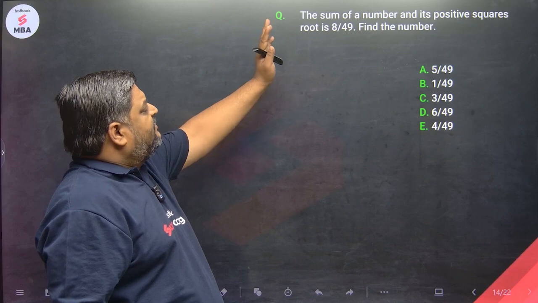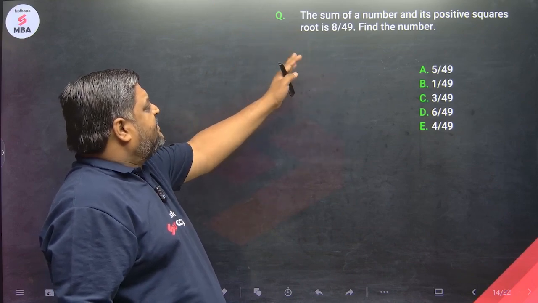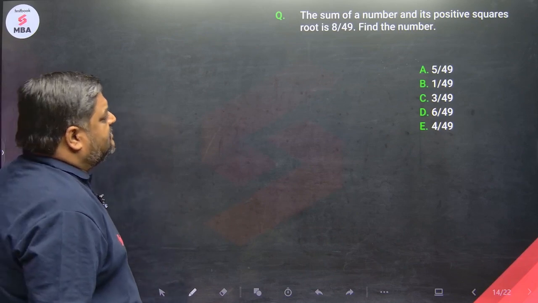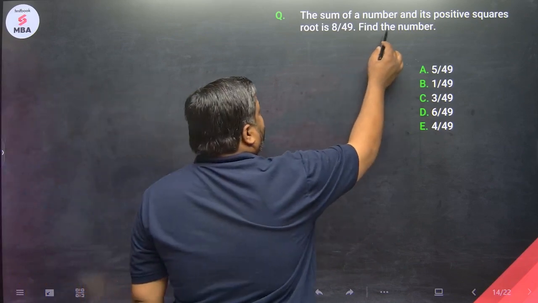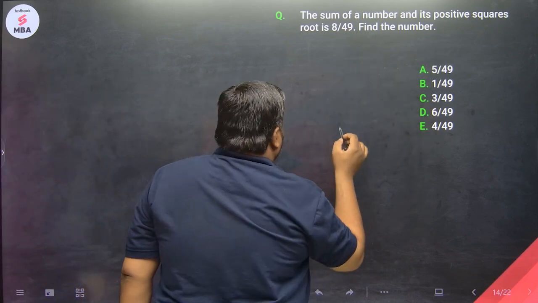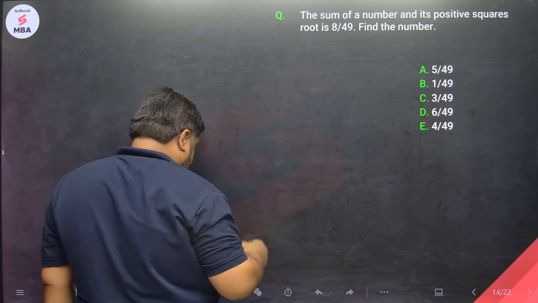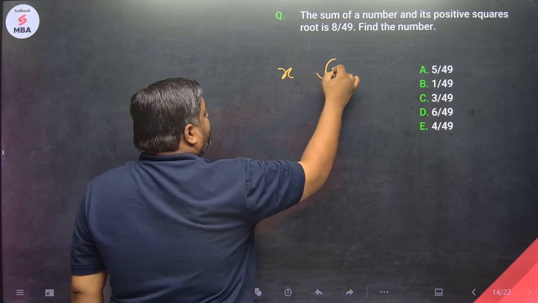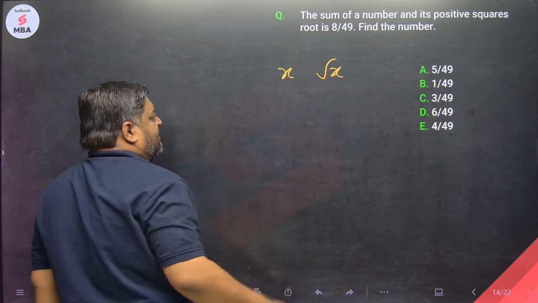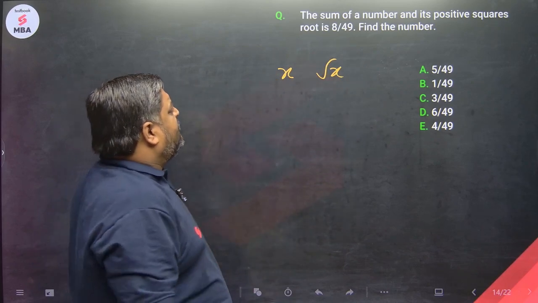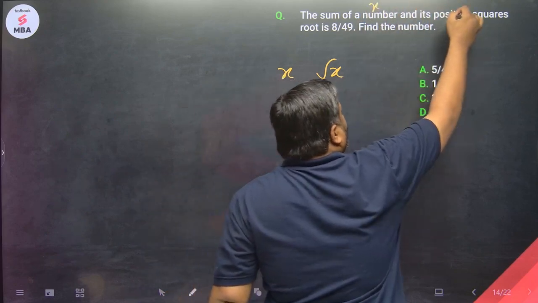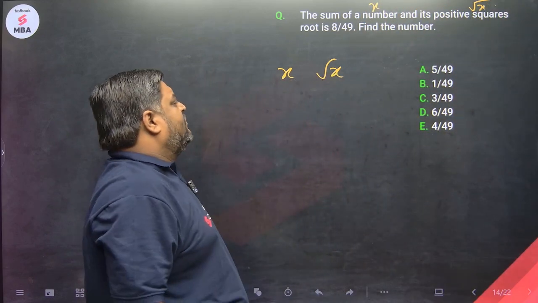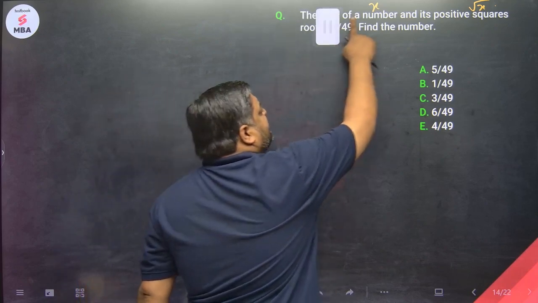The sum of a number and its positive square root is 8 upon 49. Find the numbers. The sum of a number and its positive square root is 8/49. तो अगर मैंने फर्स्ट नंबर को x लिया तो second one would be root x. Again, I don't want root in the thing. If I assume the number to be x, तो ये हो जाएगा positive square root would be root x. Okay, I don't want this thing. तो इसको थोड़ा सा ना easy कर लेते हैं.